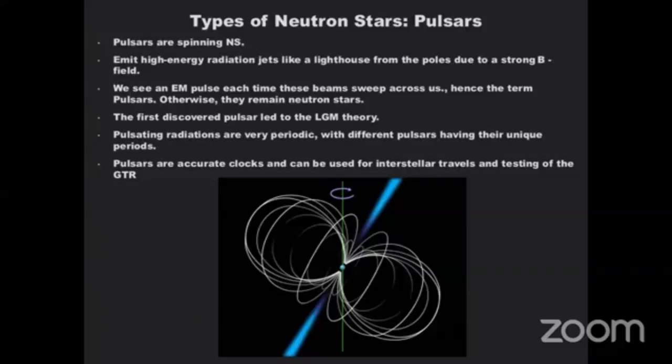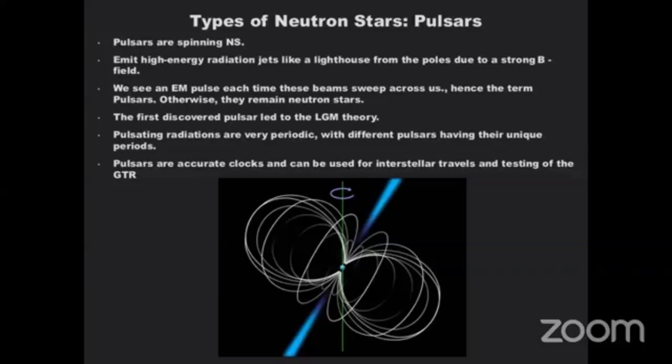Now, these pulsating radiations are very periodic, and different pulsars have their own periods. I could have played you some of the sounds, but Zoom will not allow the sounds to be transmitted, so I'm going to use a clap to demonstrate that. Some neutron stars have periods like this. Some have periods like this. Some have periods like this. I hope you can hear the sound. So they have different periods. They do not have the same periods.